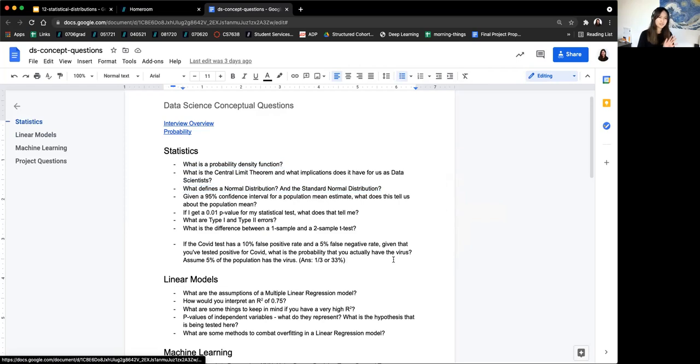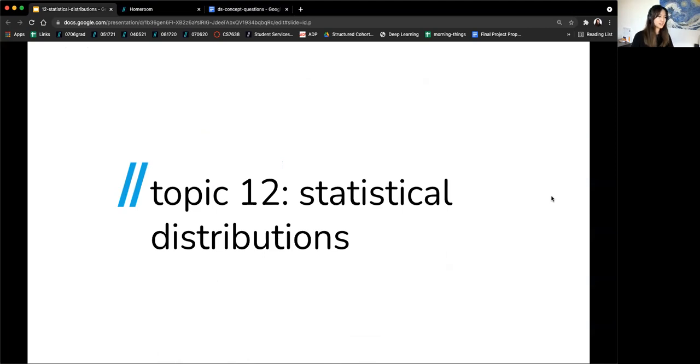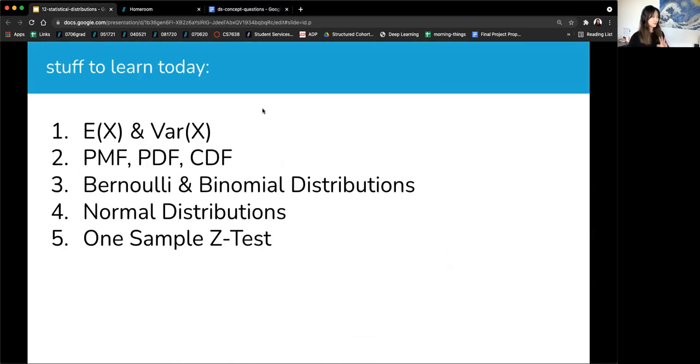So again, the coding for this is less important. It's really just how you interpret statistics. All right. So today we're going to talk about expected values and variances. We're going to talk about PMFs, PDFs, and CDFs, and I'll explain what these stand for later. We're going to talk very briefly about Bernoulli and binomial distributions. These are just different kinds of discrete distributions. I know a lot of technical words, but we'll explain it more later. Normal distributions, and we'll start to set up what a z-test means.